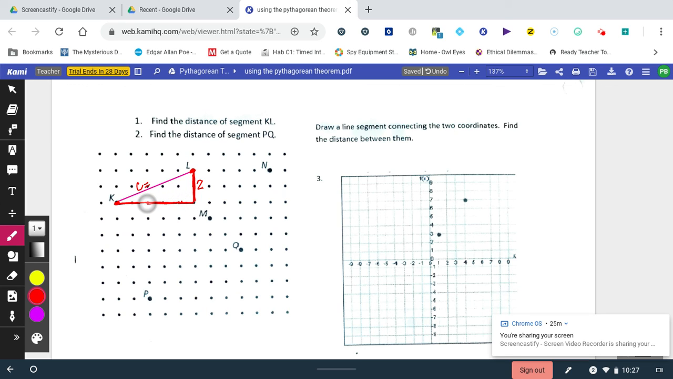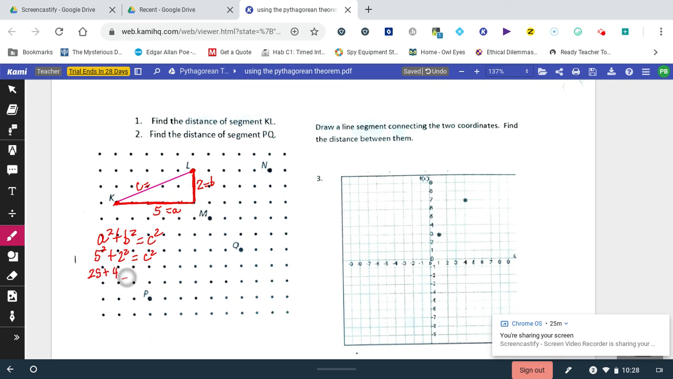So a squared plus b squared equals c squared. You can let either one of these be a or b. I'm going to let this one be a, and I'll let that one be b. So I'm going to have 5 squared plus 2 squared equals c squared. So I have 25 plus 4 equals c squared, and 25 plus 4 is 29. But I don't want the square that I would draw on the side of the hypotenuse. I want the actual side length. So I'm going to take the square root in the end to get the side length.